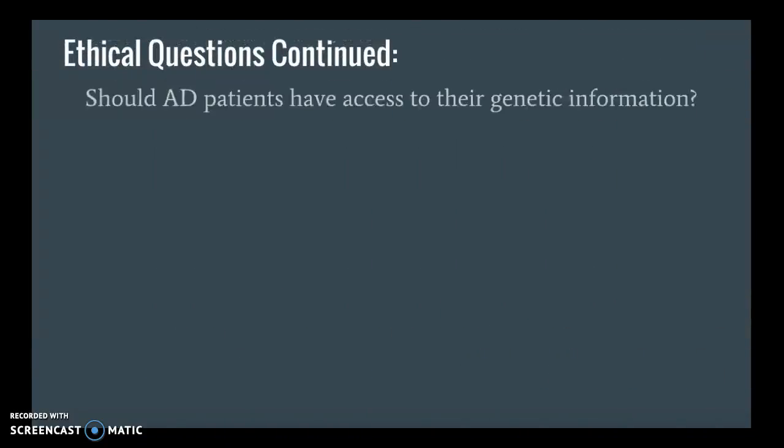Another question is, should patients have access to their genetic information? Some medical professionals say that since there is no cure, the genetic information may not be helpful, whereas other medical professionals say that there is an APOE genotype that is common in patients with dementia, so this may be helpful for people to know. I definitely think that patients should have access to their genetic information and full disclosure of the genetic information if they ask.